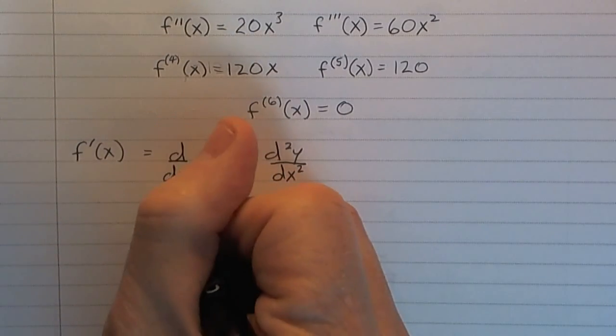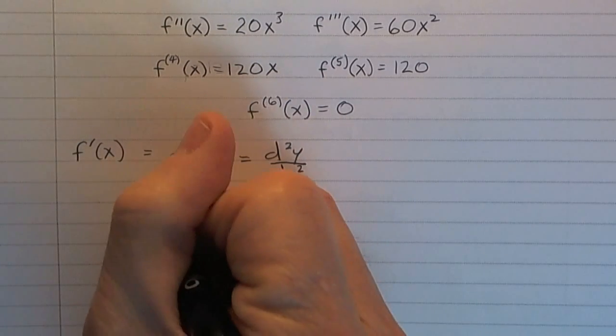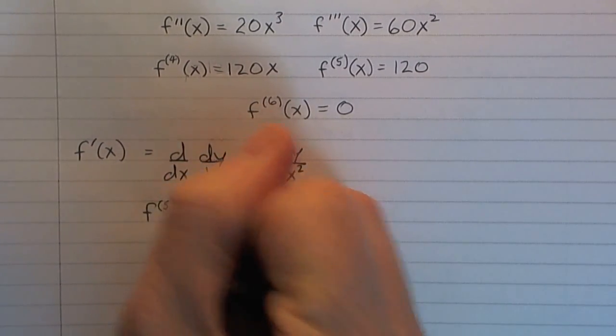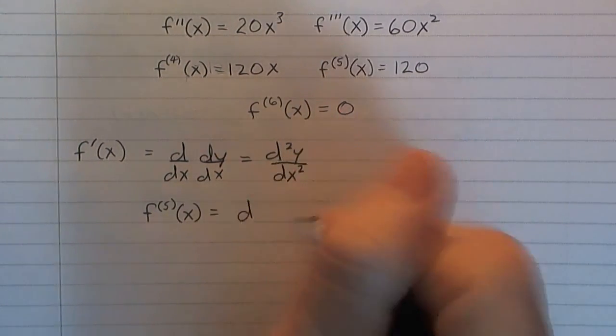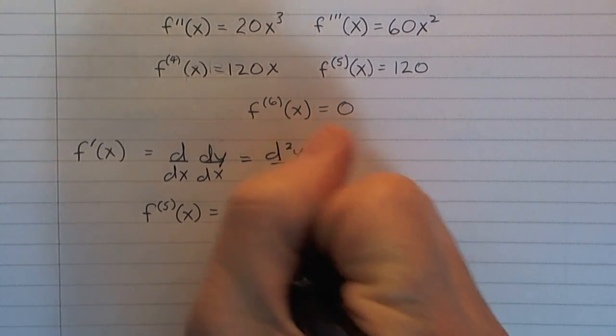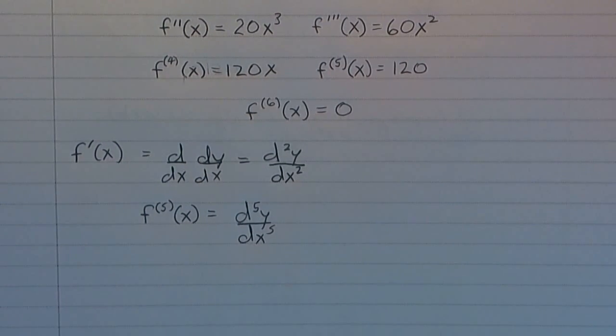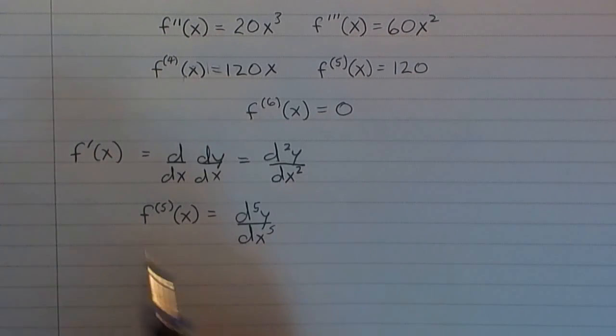And we could say, well, what about the fifth derivative? Well, in other words, if I'm talking about the fifth derivative, that would be a little 5 up here, and then a dx like that. Yeah, that would be the fifth derivative. So this is some notation.